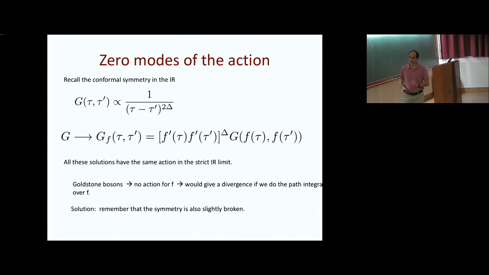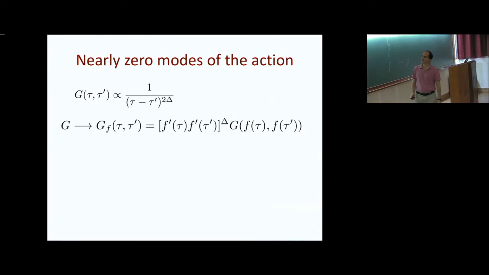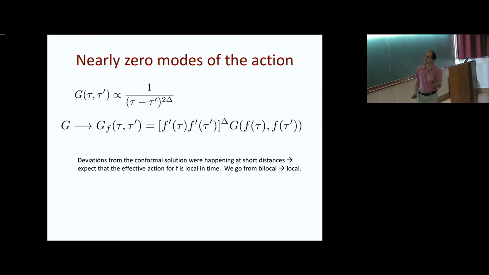But that would be wrong because the original problem had a finite dimensional Hilbert space, right? Everything was finite. There is no way we can get a divergence. Okay? So if we're getting a divergence, it's because we're doing something wrong. And the wrong thing we are doing is to have gone to this strict infrared limit. We should remember that this symmetry is also slightly broken, essentially by these UV terms. And that implies that we'll get some nearly zero modes. So there will be a small action for this f.